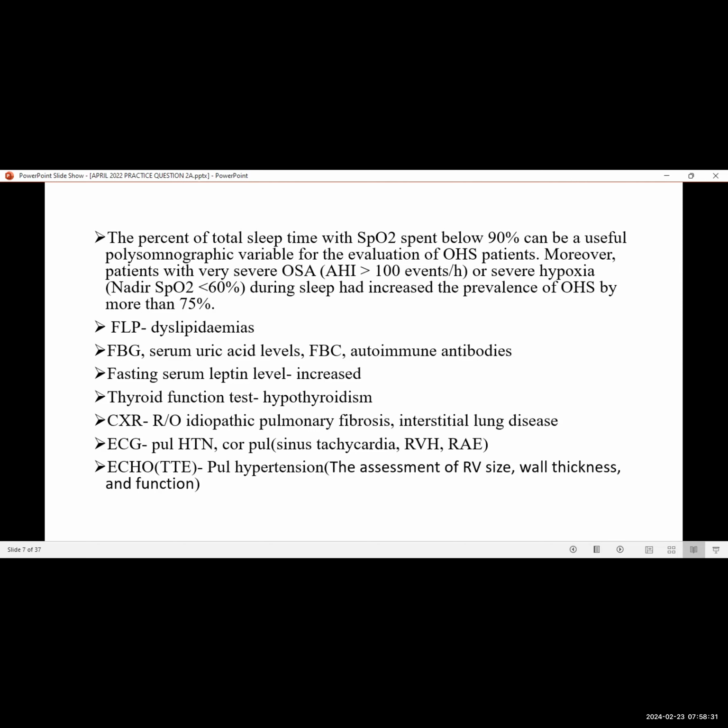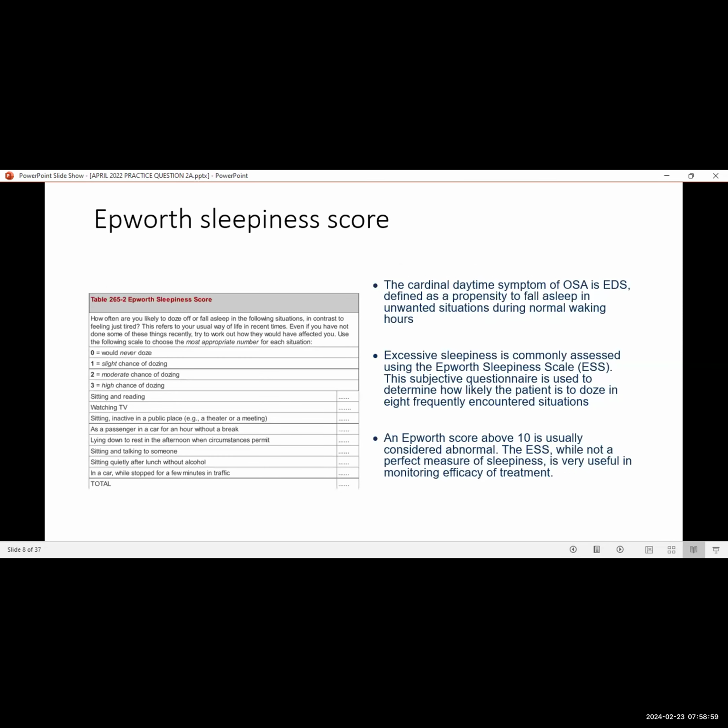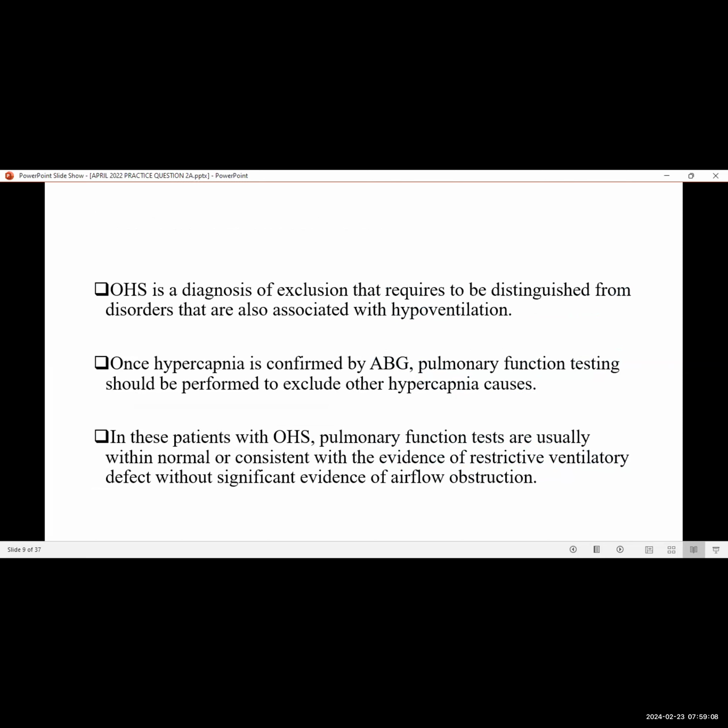Of course, one of the major complications of obesity hypoventilation syndrome is pulmonary hypertension. So of course, the ECG will show me patterns of pulmonary hypertension, sinus tachycardia, and features of right ventricular hypertrophy. That will also show if I do echocardiography, transthoracic echocardiography in particular. Then I'll do the Epworth sleepiness score, of course, to rule out obstructive sleep apnea syndrome. I've already said that it's a diagnosis of exclusion.